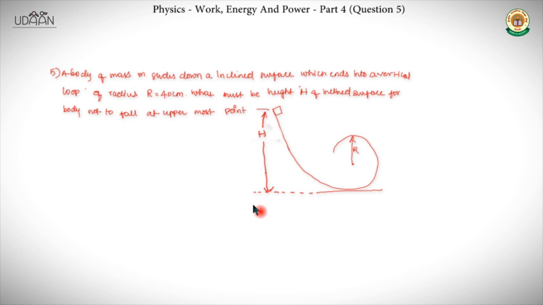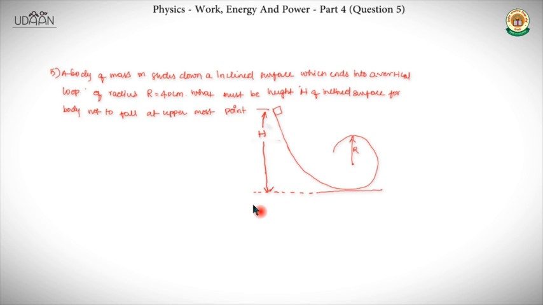Now students, let's move on to the fifth question, which says a body of mass m slides down an inclined surface which ends into a vertical loop of radius r equals 40 centimeters. What must be the height h of the inclined surface for the body not to fall at the uppermost point?